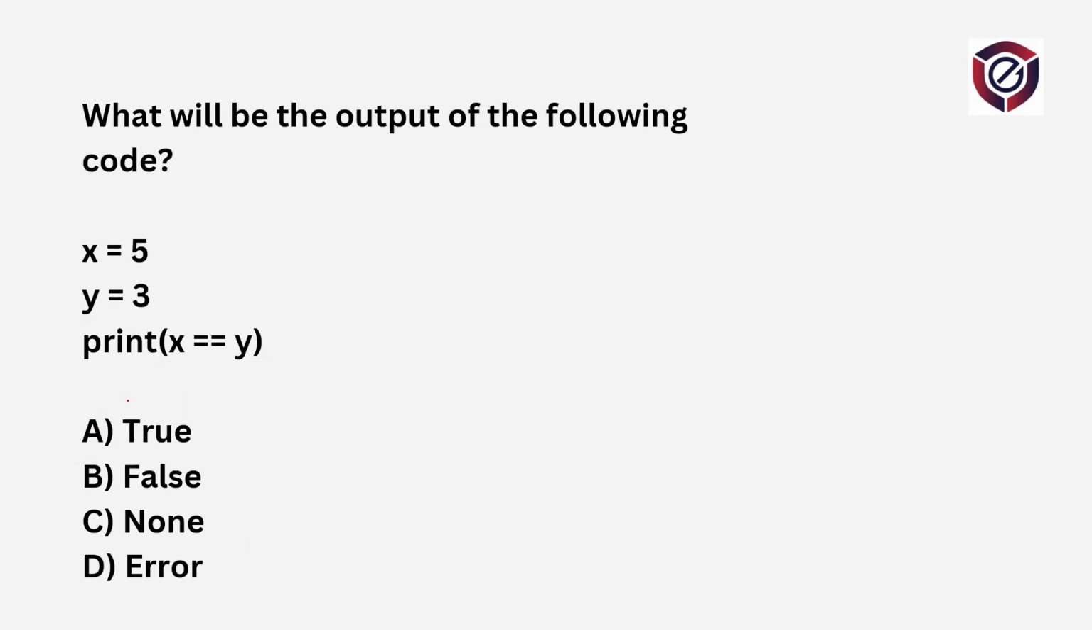What will be the output of the following code? We have a code here, x equal to 5, y equal to 3, and we need to print whether x is equal to y. Whenever we have x double equal to y, it means whether x is equal to y. This is a condition. This condition will return a Boolean value, either true or false. Whether 5 will be equal to 3, no. So that's why it will return a false. Correct option is option B, false.